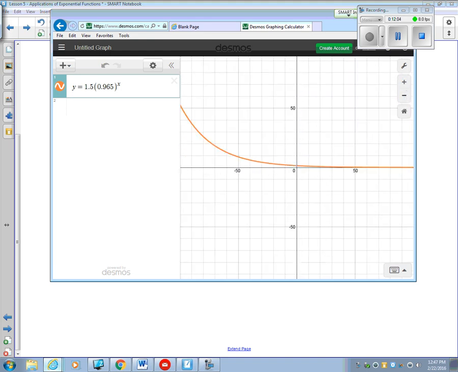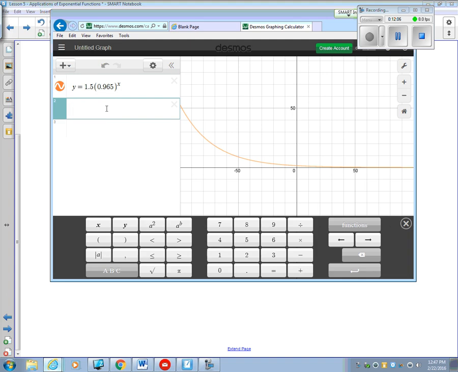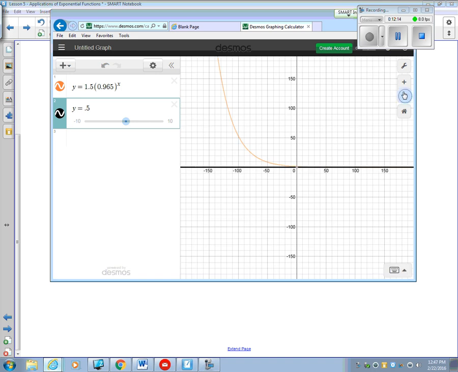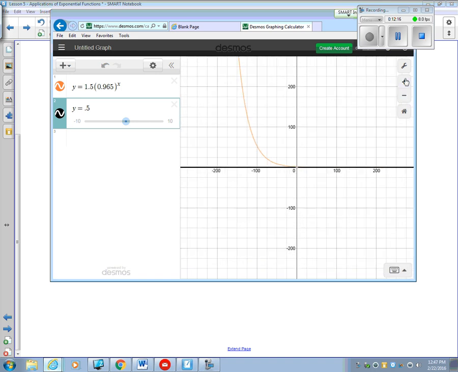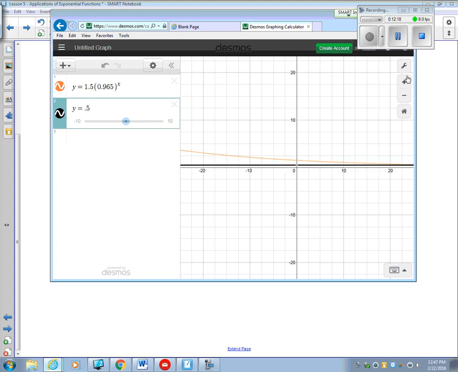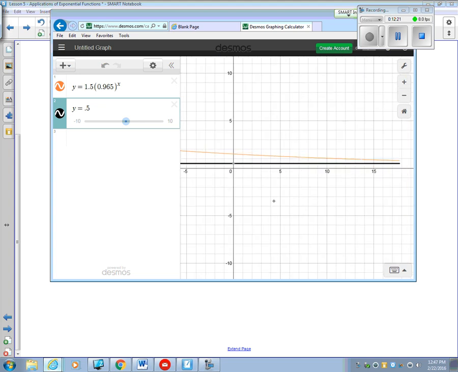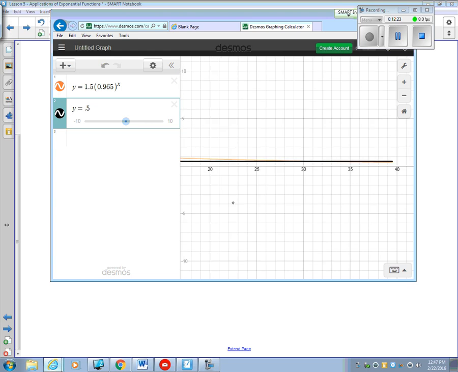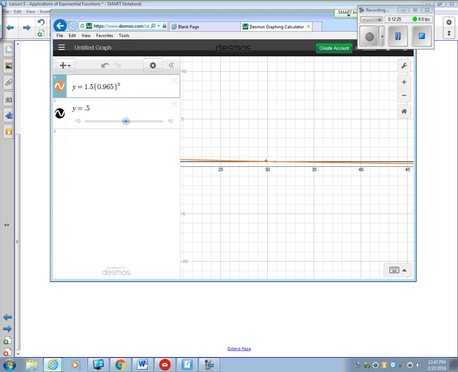Okay, I want to know when this population hits 0.5, y equals 0.5. Okay, I can't really see that, right? It's pretty small, so I'm going to zoom back in. Playing with the zoom isn't the worst thing in the world. You can zoom in, zoom out. I want to know where these two things hit. They aren't hitting yet. Move over a little bit. Okay, let's touch that line.